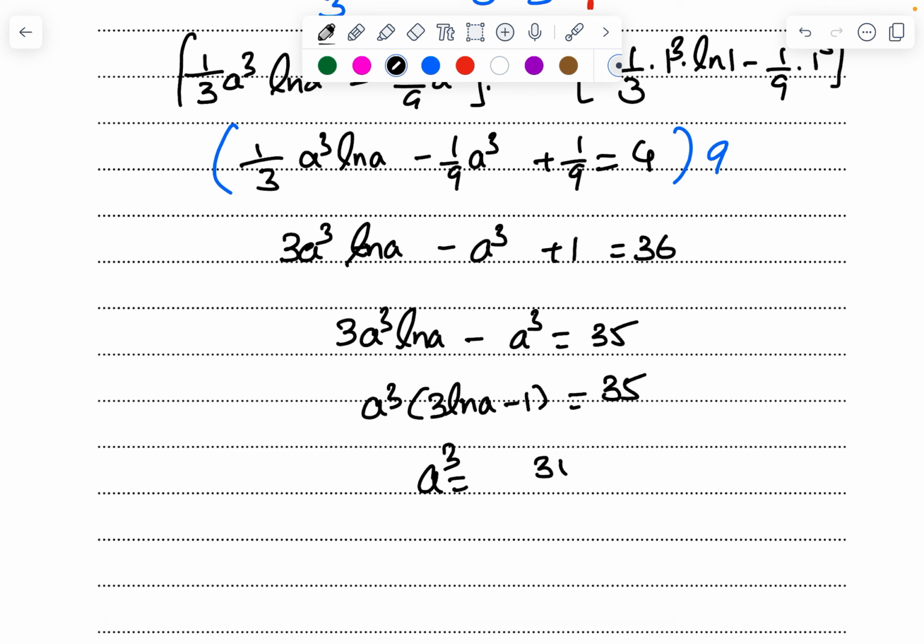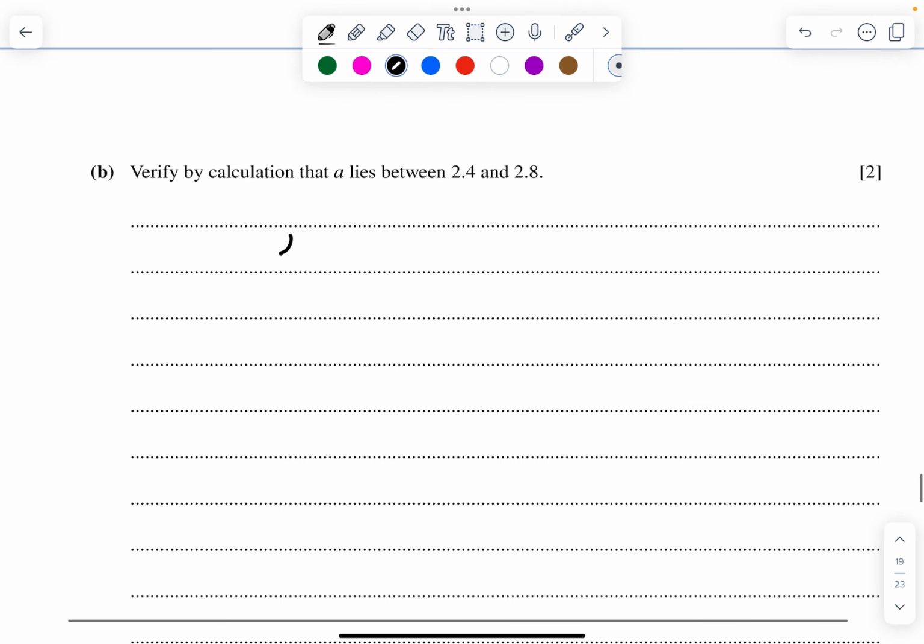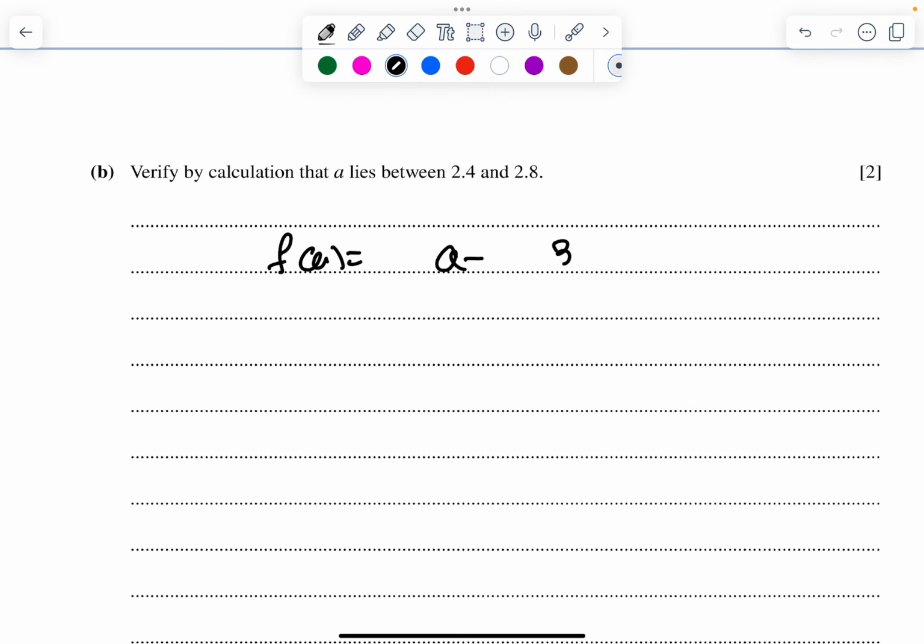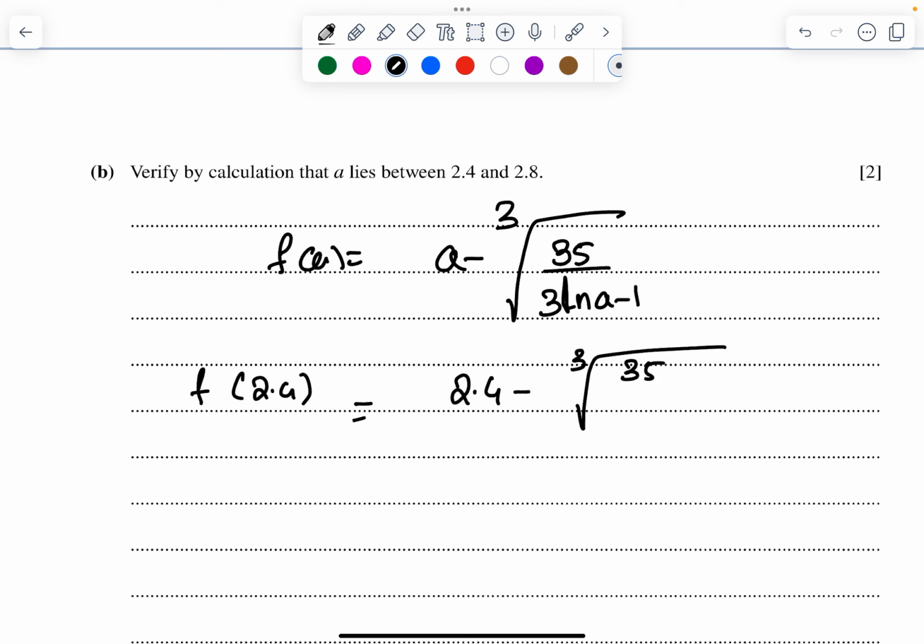A cube equals 35 upon 3 ln A minus 1, so A equals the cube root of 35 upon 3 ln A minus 1. Now verify by calculation. First of all I have to find f of A, which is A minus the cube root of 35 upon 3 ln A minus 1. So f of 2.4 is 2.4 minus the cube root of 35 divided by 3 ln 2.4 minus 1, which is minus 0.382.